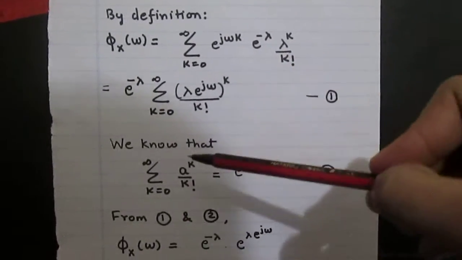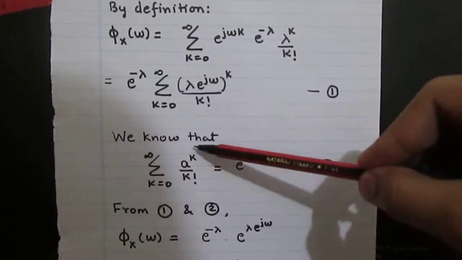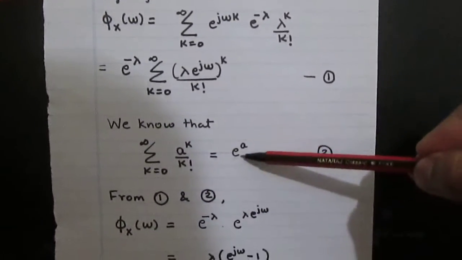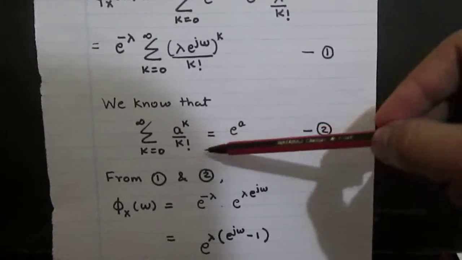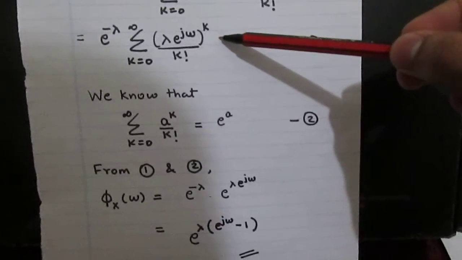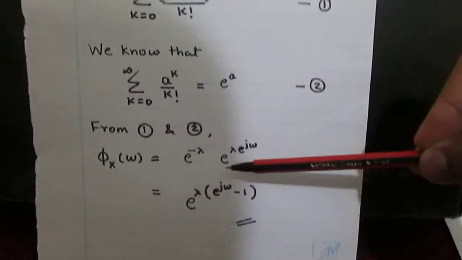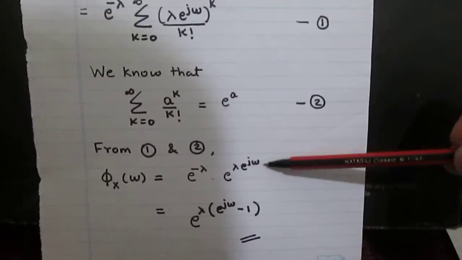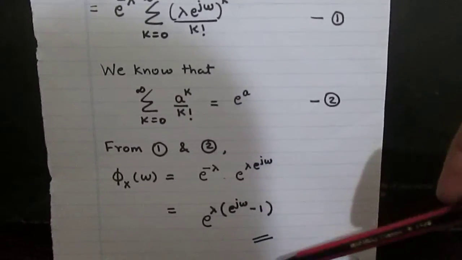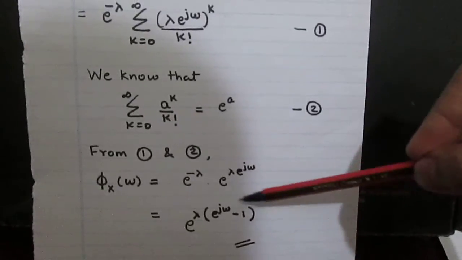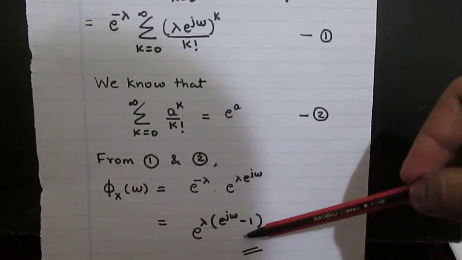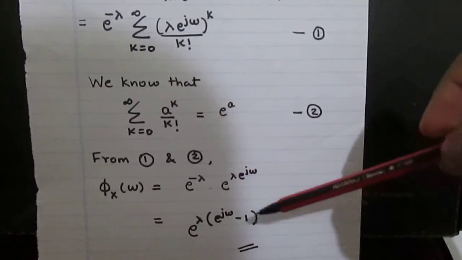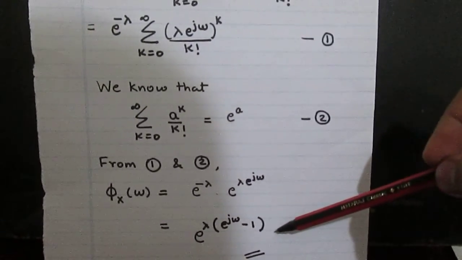But we know that the summation of a power k by k factorial over k equal to 0 to infinity is nothing but e power a. So by using this property in this equation, what we get can be seen here, which is nothing but e power minus lambda, e power lambda e power j omega. Now after merging these two exponential terms together, what we get is this equation, which is e power lambda times (e power j omega minus 1), which is the characteristic function for a Poisson random variable.